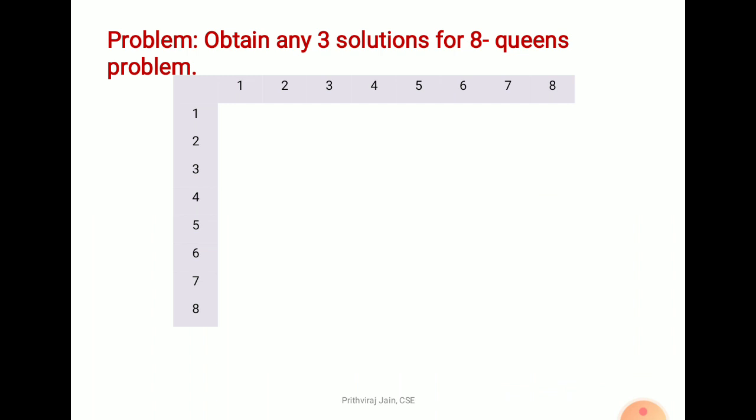Now here's the problem for you. Obtain any 3 solutions for the 8 queens problem. For that you must have an 8 cross 8 chessboard, under which we have to place 8 queens in safe positions.